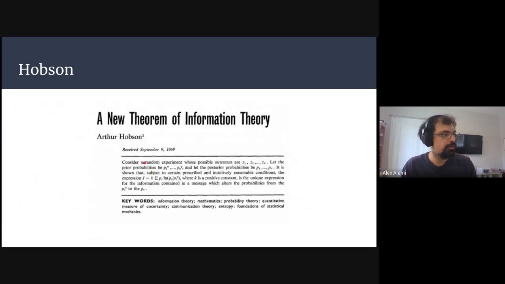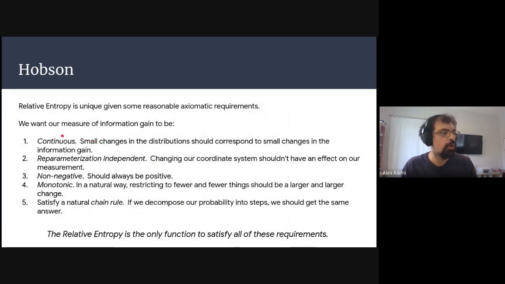There's this cool paper by Arthur Hobson, and it shows that the only function that is continuous in the probability distributions, reparameterization independent, non-negative, monotonic for uniform distributions, and satisfies a natural additive chain rule is this P log P over Q function. So that gives us another peg to hang our hat on. What is KL? It's the only function that does this.